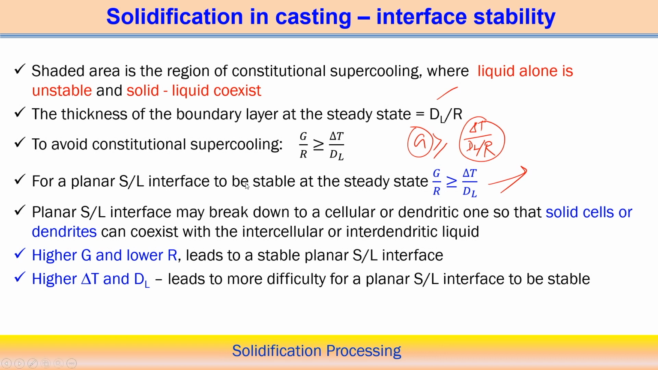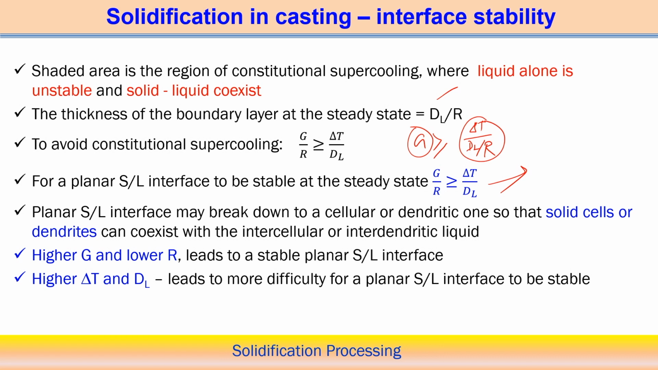Therefore, the planar solid liquid interface may break down to a cellular or further dendritic structure, creating solid cells or dendrites. They can coexist with intercellular or interdendritic liquid. That means the interdendritic liquid forms between the primary and secondary arms, or with reference to another dendritic arm spacing, there is a gap, and at that gap the liquid may coexist. So, the solid liquid interface can break down under these conditions.